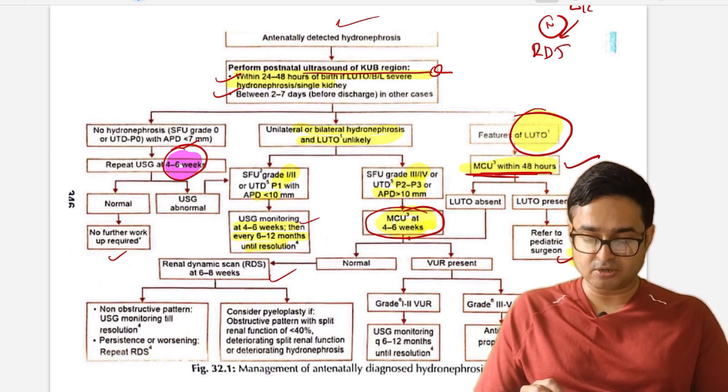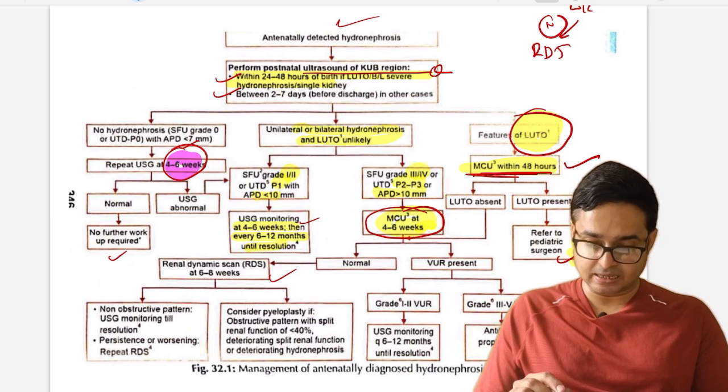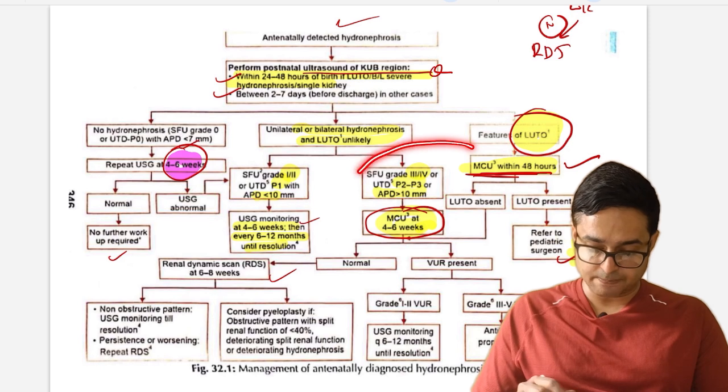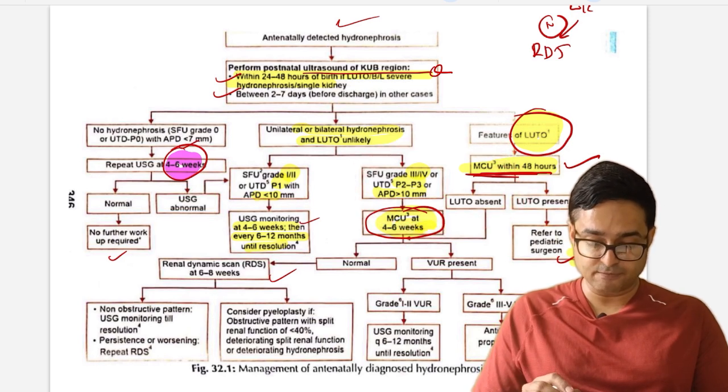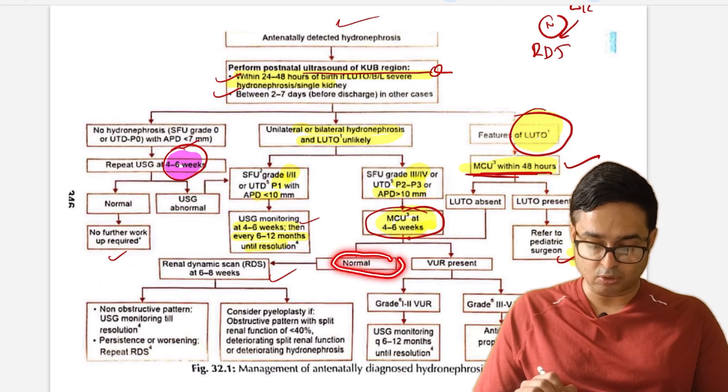But if it is as this stem is there, SFU 3, 4, APD more than 10, UTD P2, P3, and in this limb also lower urinary tract obstruction is absent, in this condition you have to do MCU. Just see if VUR is present or not.